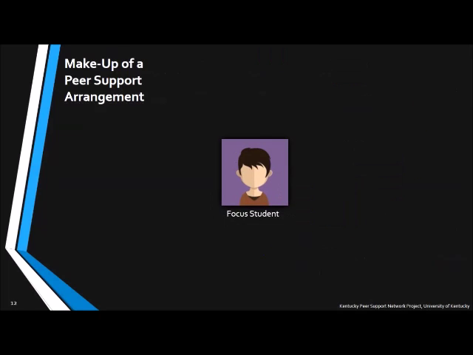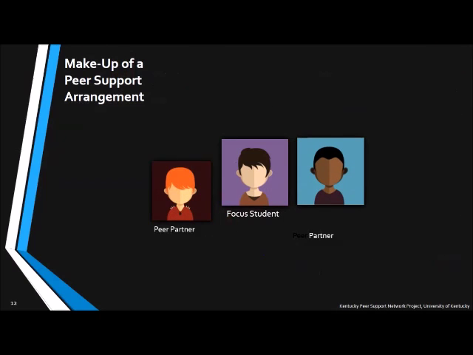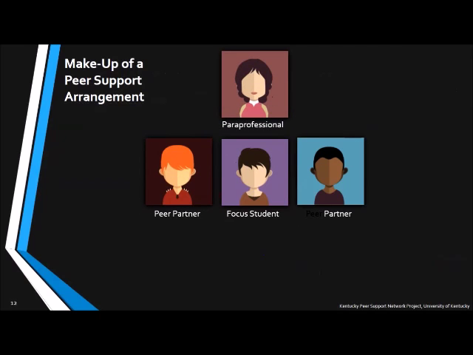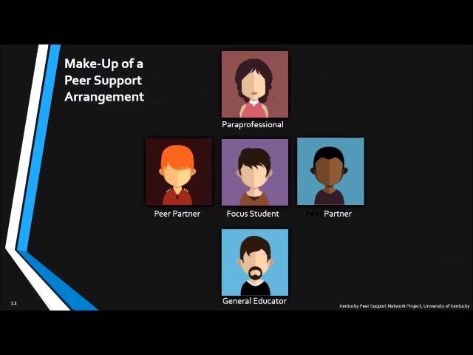So the makeup of a peer support arrangement, of course, is what we typically call a focus student, and that's the student with significant disability. And then their peers, their peer partners, paraprofessionals. And we have the paraprofessional because typically, in a lot of cases, students might have a paraprofessional assigned to them, or a paraprofessional accompanies students to their general ed class. And so we look at paraprofessionals as our facilitators in this case.